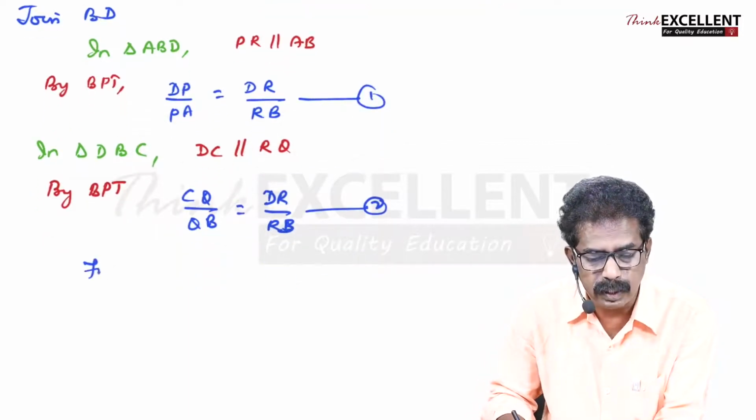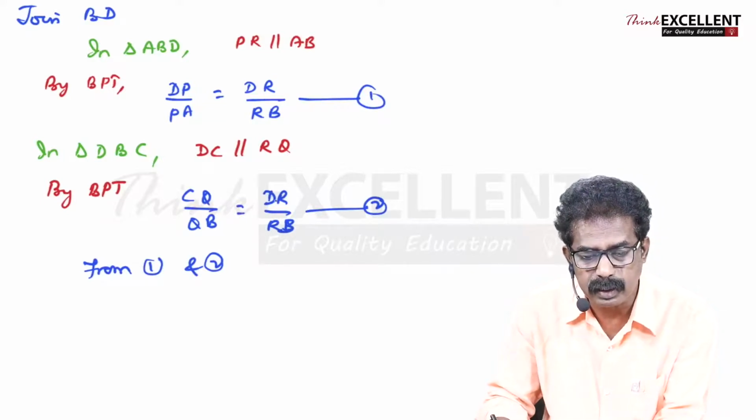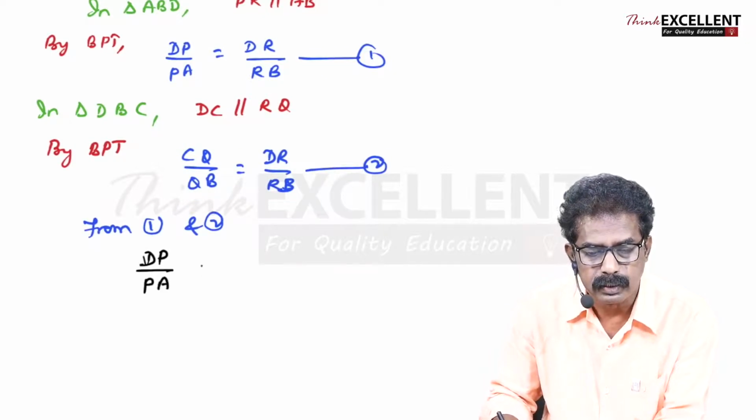If you see 1 and 2, the right sides are equal, right? DR by RB, here also DR. So the left sides are equal. DP by PA is equal to CQ by QB.